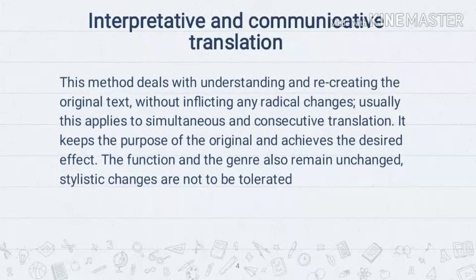First, interpretative and communicative translations. This method deals with understanding and recreating the original text without inflicting any radical change. Usually, this applies to simultaneous and consecutive translations. It keeps the purpose of the original and achieves the desired effect. The functions and the genre also remain unchanged. Stylistic changes are not to be tolerated.